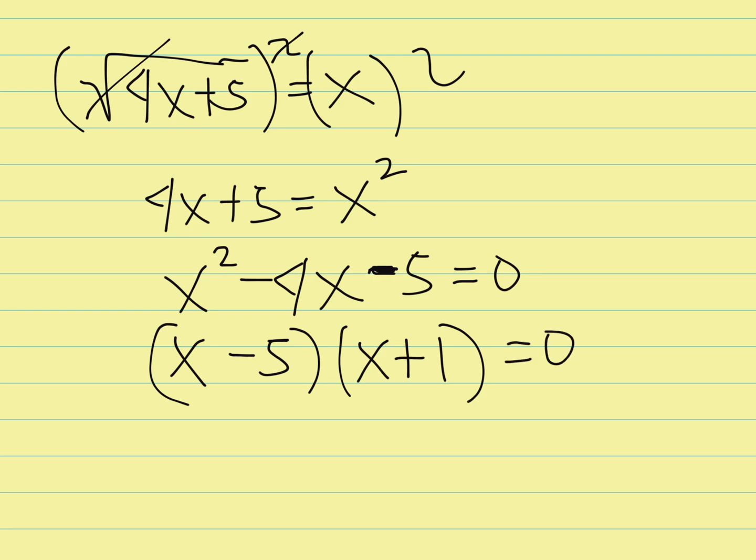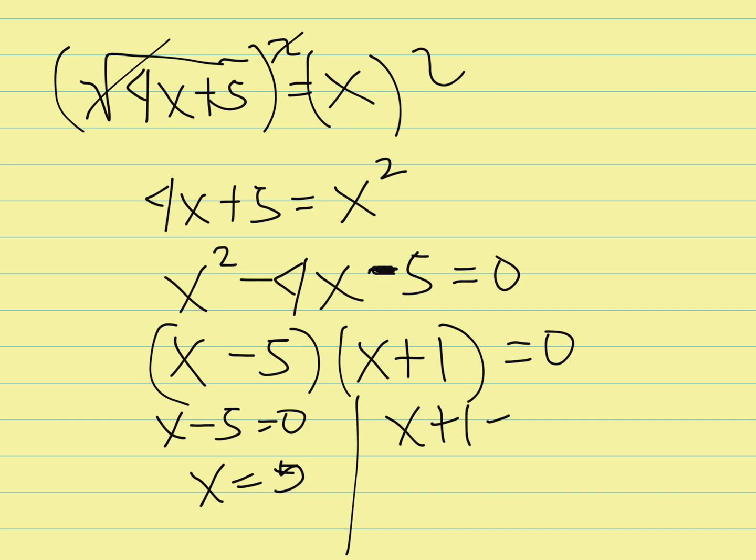And solve for the value of x. Equate both factors to 0. So x minus 5 equals 0 and x is equal to 5. And x plus 1 equals 0, so x equals negative 1. So check. Try to check that solution.